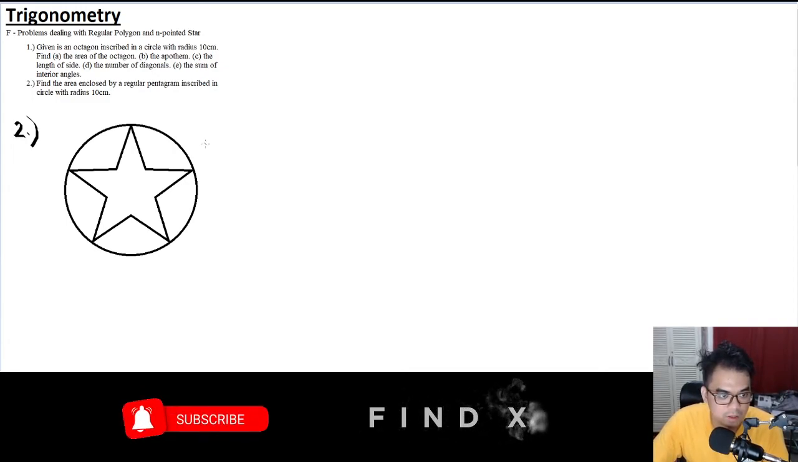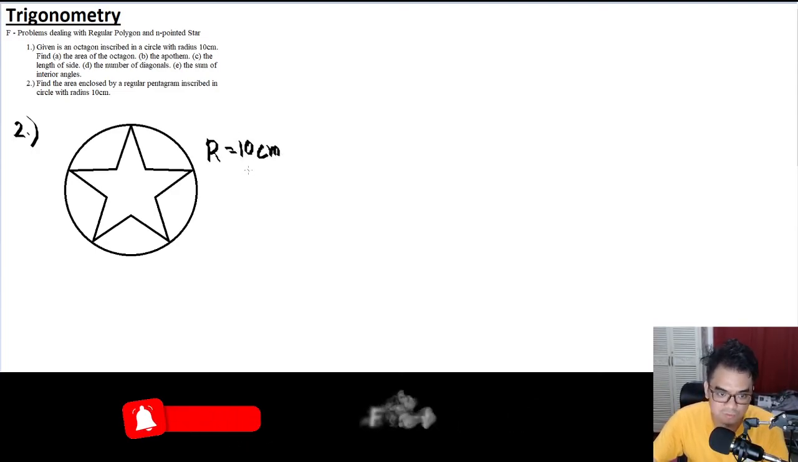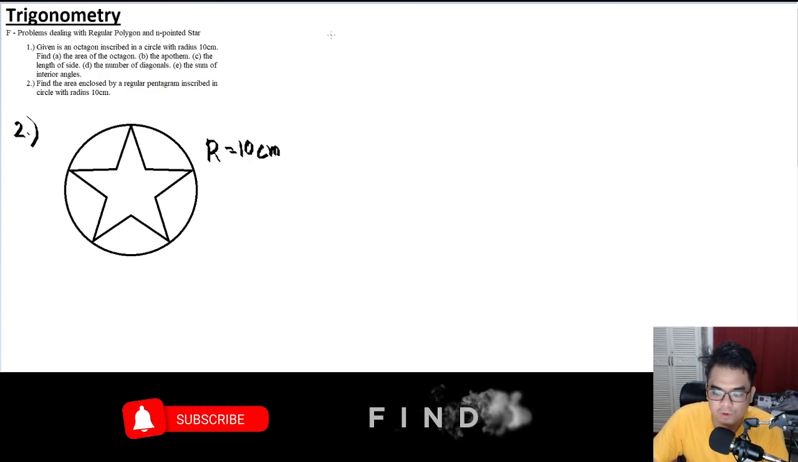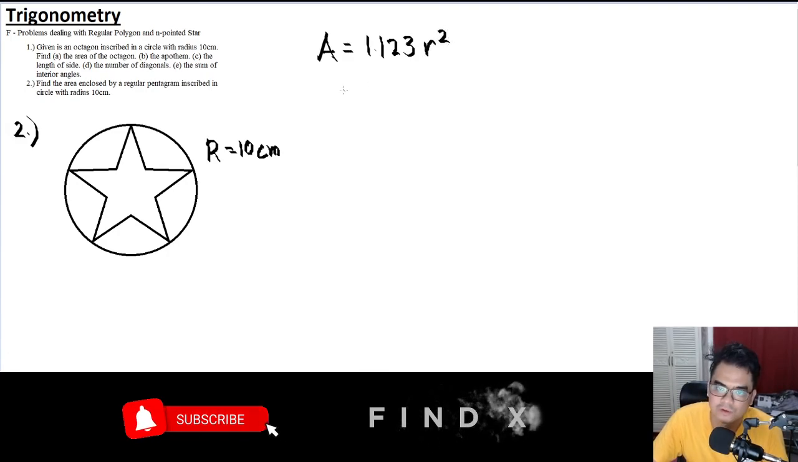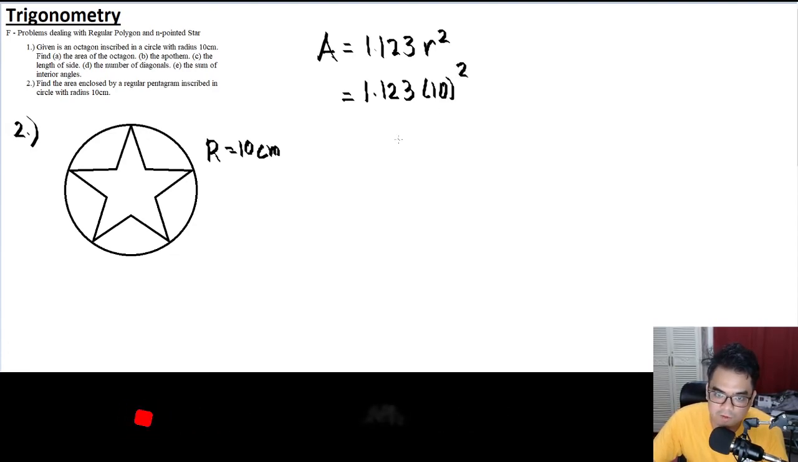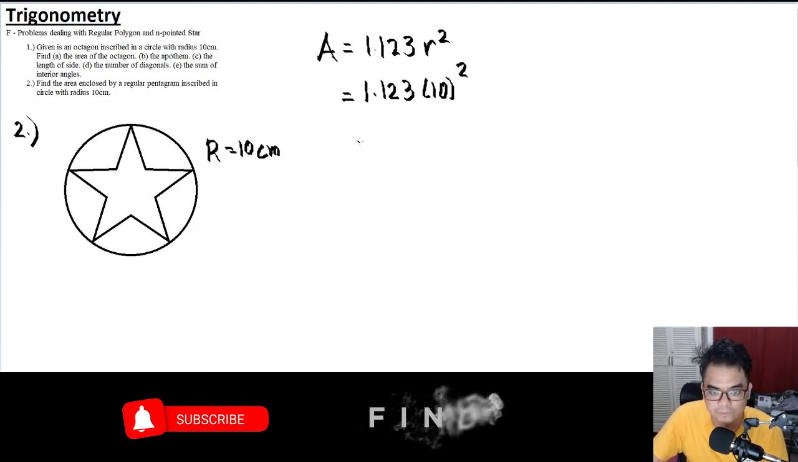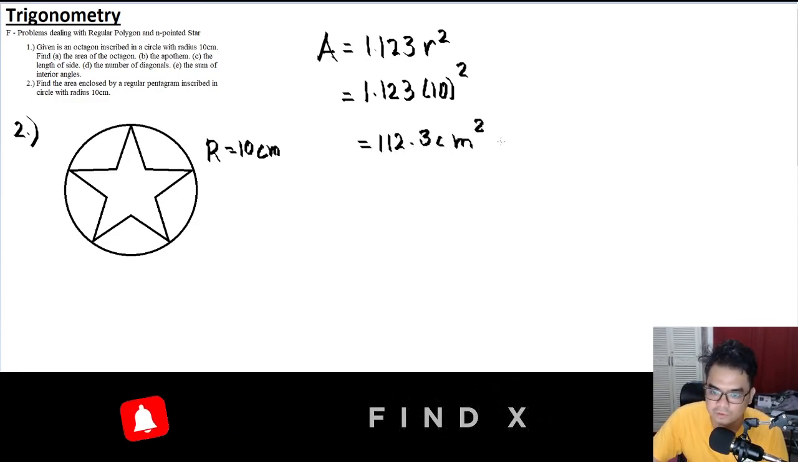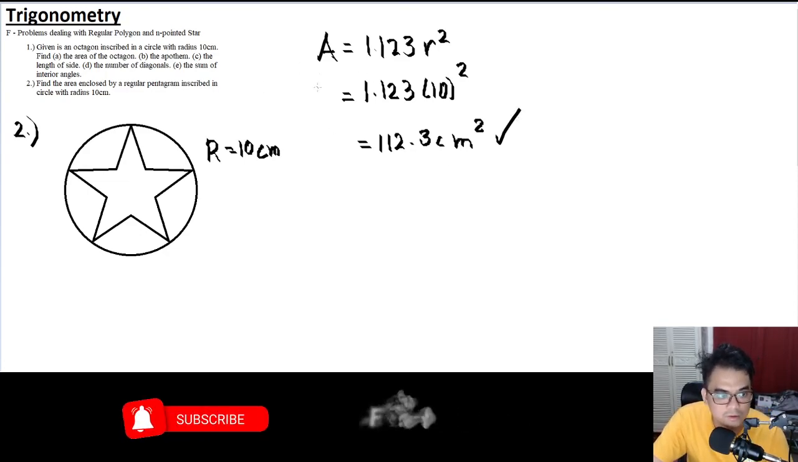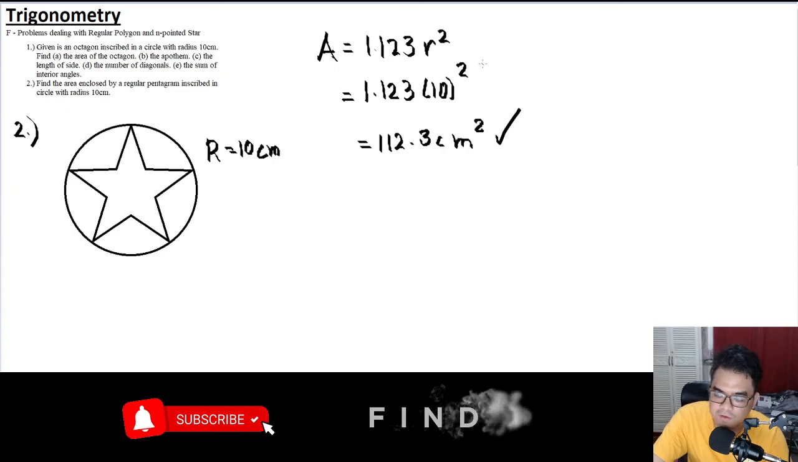We have a given radius. Radius is 10 centimeter. Take note that this radius is the radius of the circle. This is actually simple. The derived formula will just give you the answer. The area of the pentagram or the star is 1.123 r squared, where r is the radius. So 1.123 times 10 squared. So the answer is simply 112.3 square centimeter. Okay, so we're done with this topic. Let's get to the next topic.